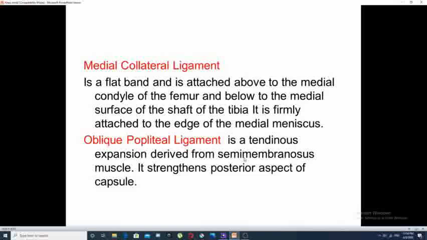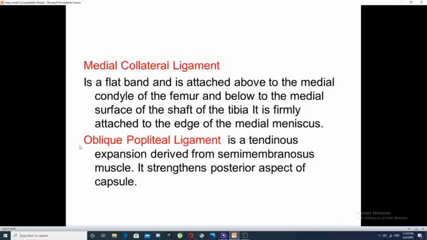The third extracapsular ligament is the medial collateral ligament. It is a flat band and is attached above to the medial condyle of the femur and below to the medial surface of the shaft of the tibia, and is firmly attached to the edge of the medial meniscus.